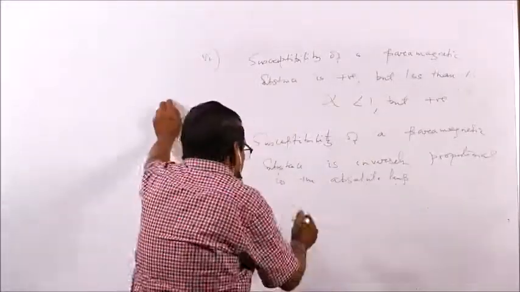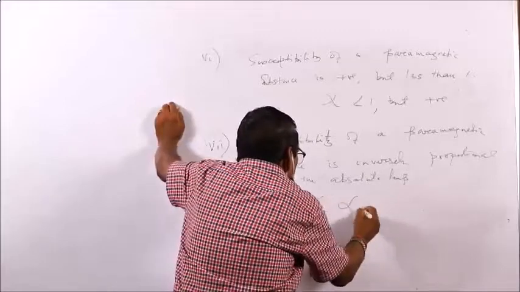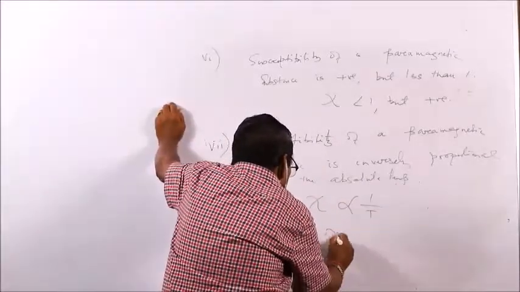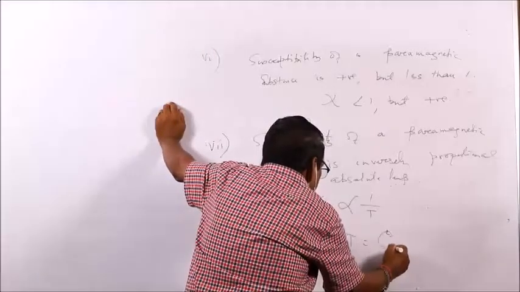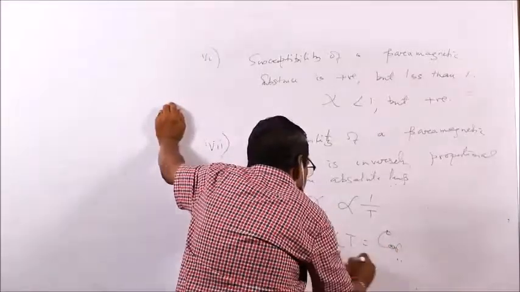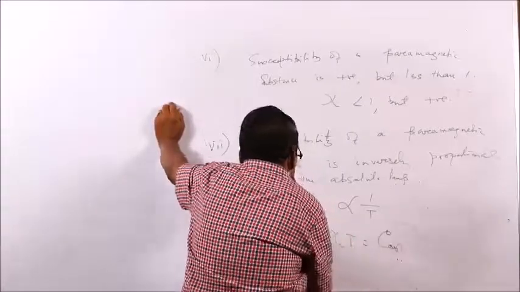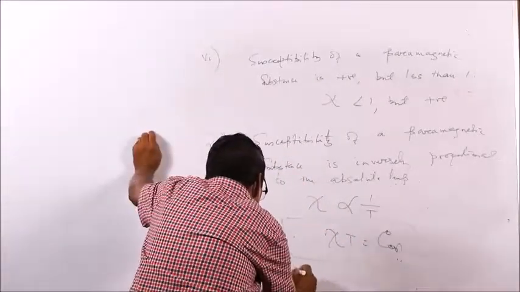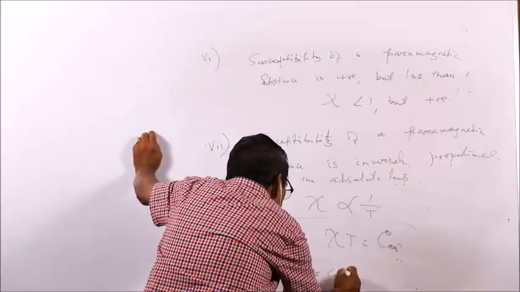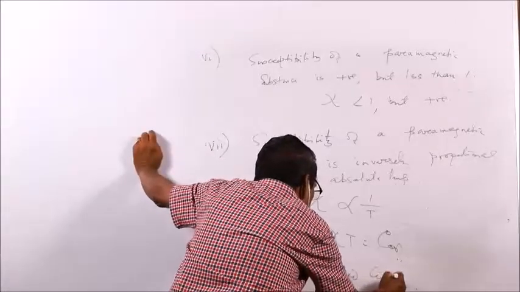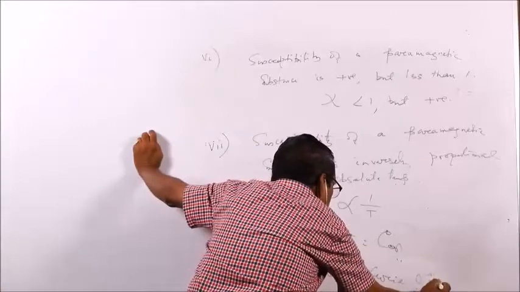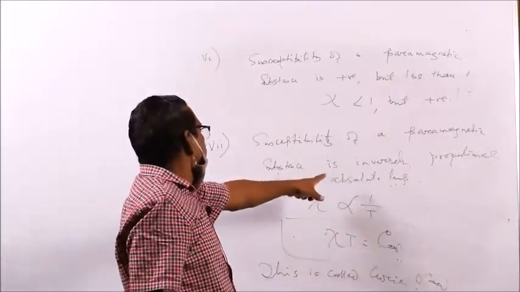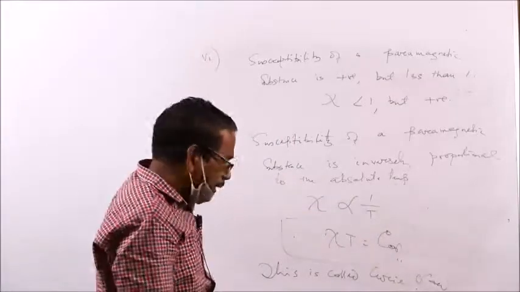Chi is proportional to what? 1 by T, or chi T is constant. Remember this is very important, this is called Curie law of paramagnetism. Curie law: susceptibility of a paramagnetic substance is inversely proportional to absolute temperature.